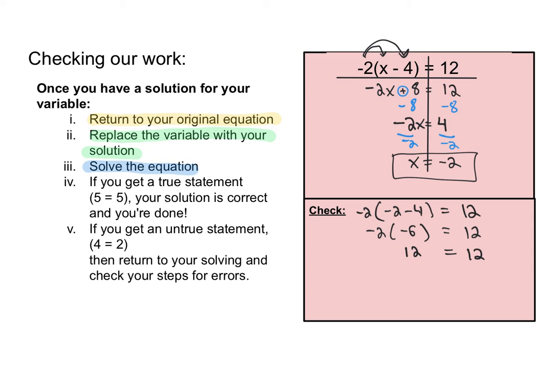So what you're looking for is if you get a true statement like 5 equals 5, or like what we have here, which is 12 equals 12, then you know that your solution is correct and you're done. If we had made a mistake and maybe we came up with something like -12 equals 12, that is not true, and we would need to go back through and check our work. But we came up with a true solution, 12 equals 12, so we're going to check it and we're done.